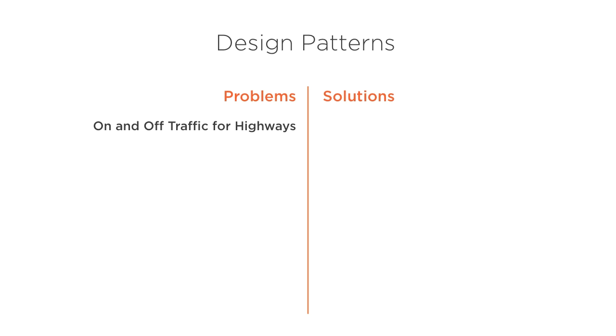So on and off traffic for highways. You've got two highways that are intersecting, and you need to go from one highway to the other highway. The pattern that we use for that is the cloverleaf interchange. Right? It's a common pattern that you see almost everywhere, at least in the States, and that's a very common pattern for dealing with that problem.